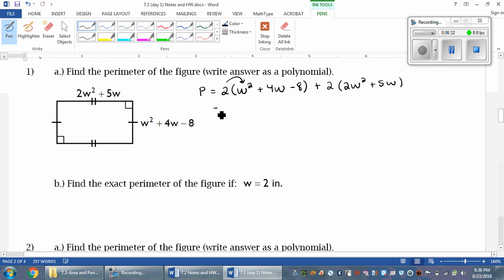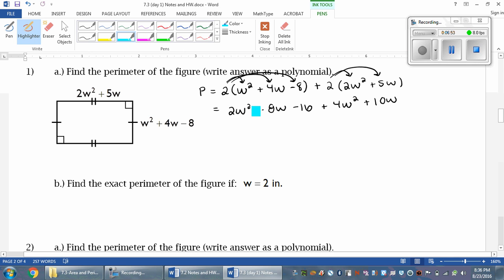2 times w squared is 2w squared. 2w times 4w is positive 8w. 2 times negative 8 is negative 16. I'm going to go ahead and distribute the 2 there. So 2 times 2w squared is 4w squared. 2 times 5w is 10w.